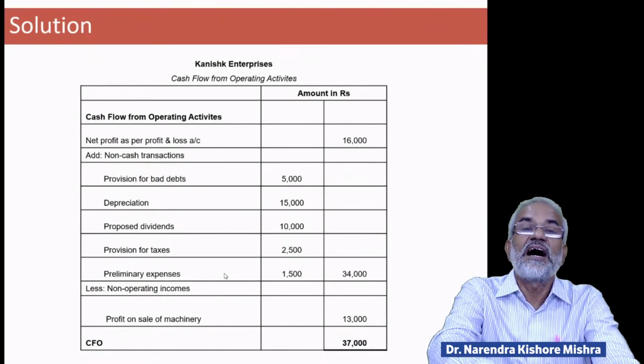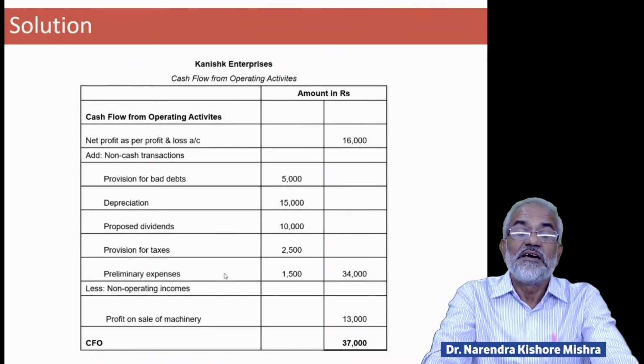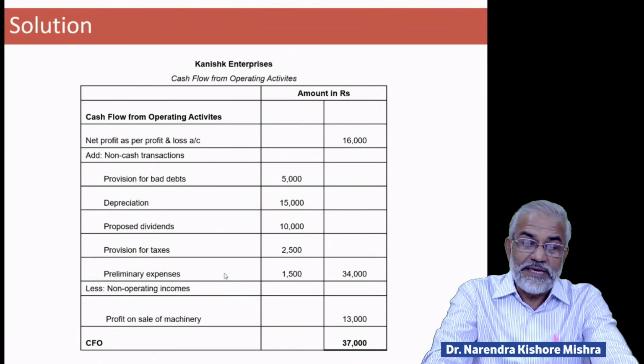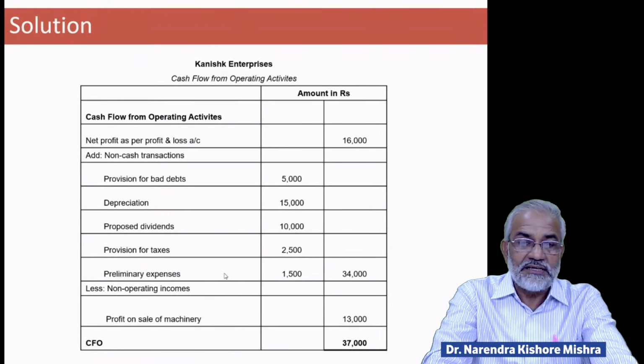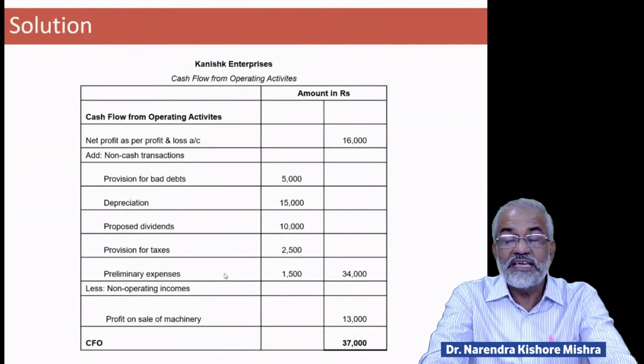The net profit as exhibited in the profit and loss account is 16,000. Add non-cash transactions. Non-cash transactions, and that too expenses, mean that to that extent the cash is there in the hands of the organization without being paid outside. That means those items ought to be added with the net profit to find out the cash from operation.